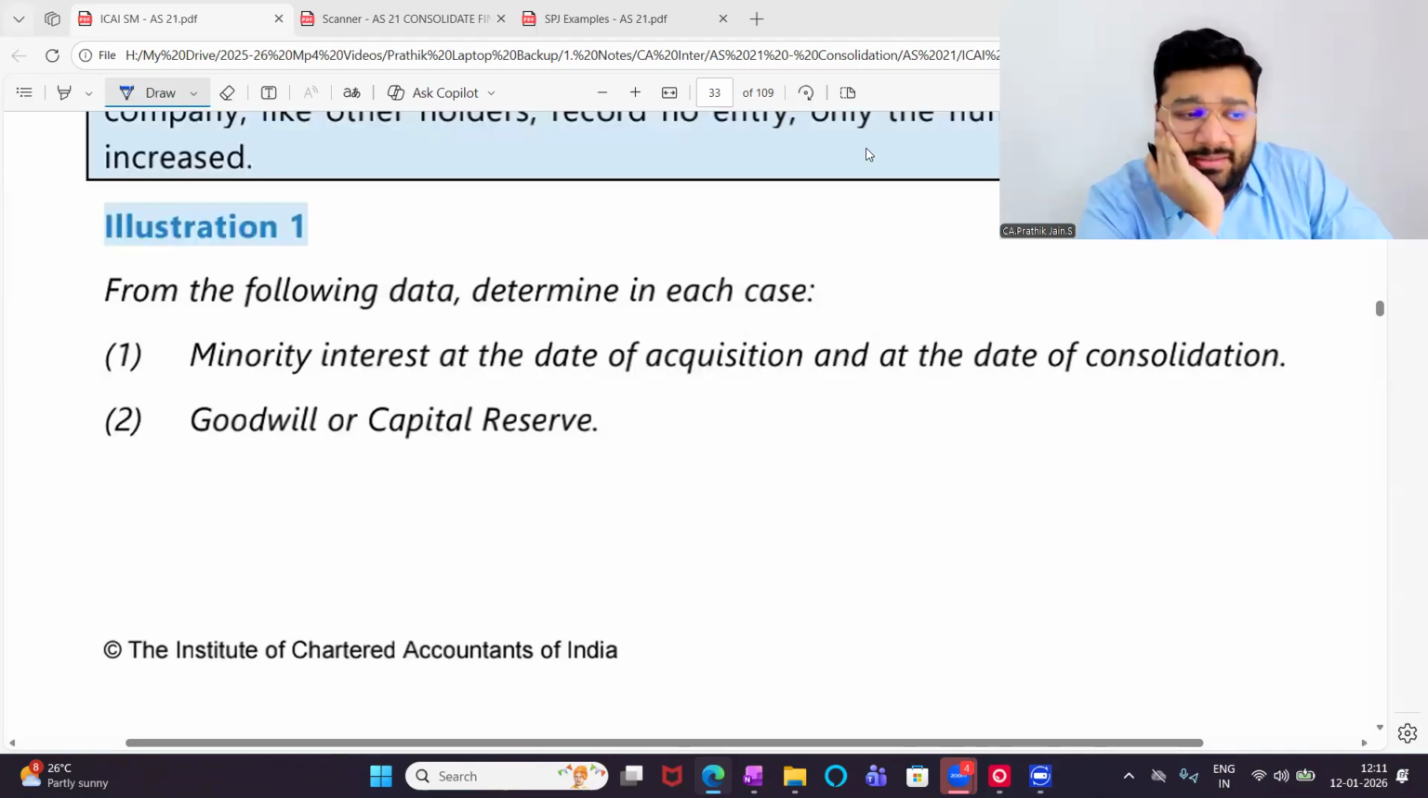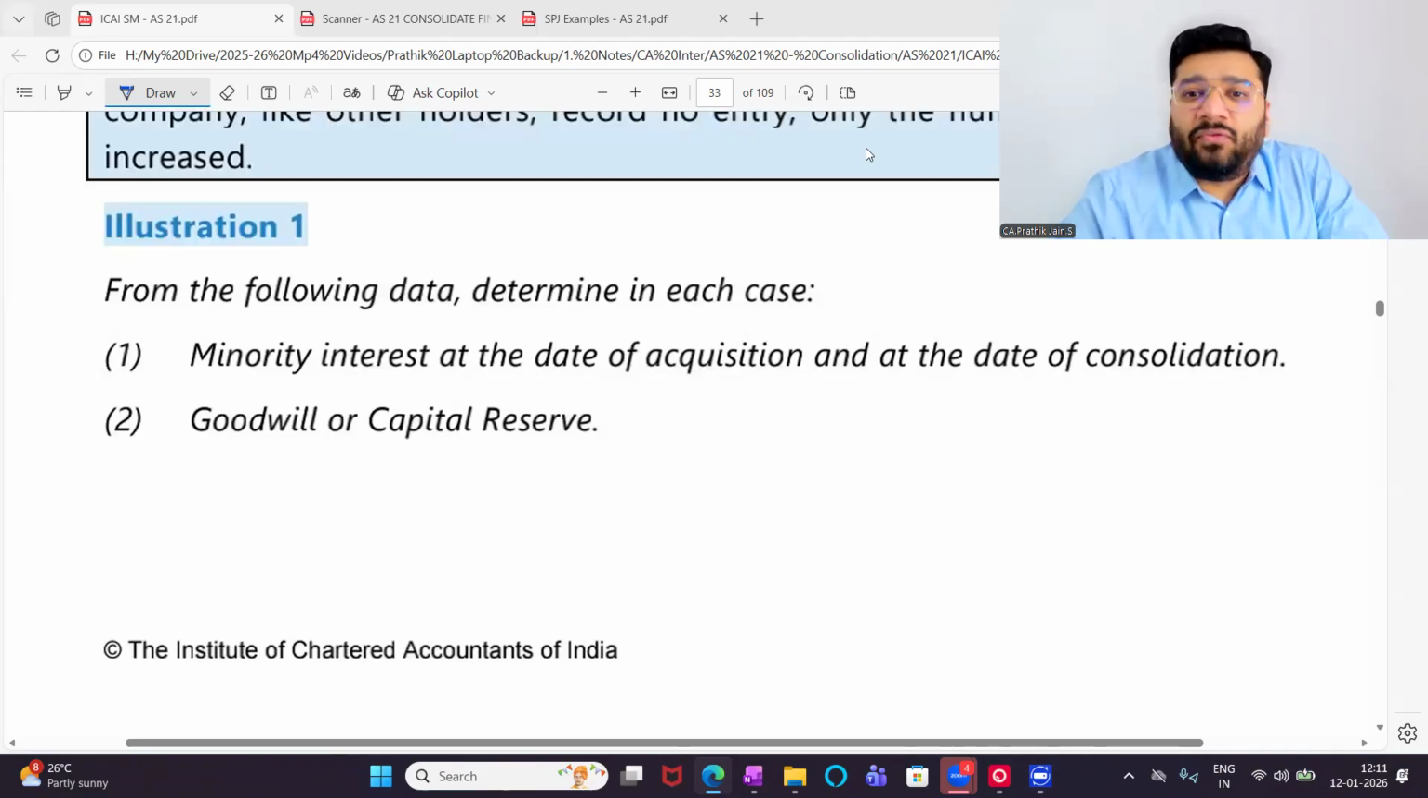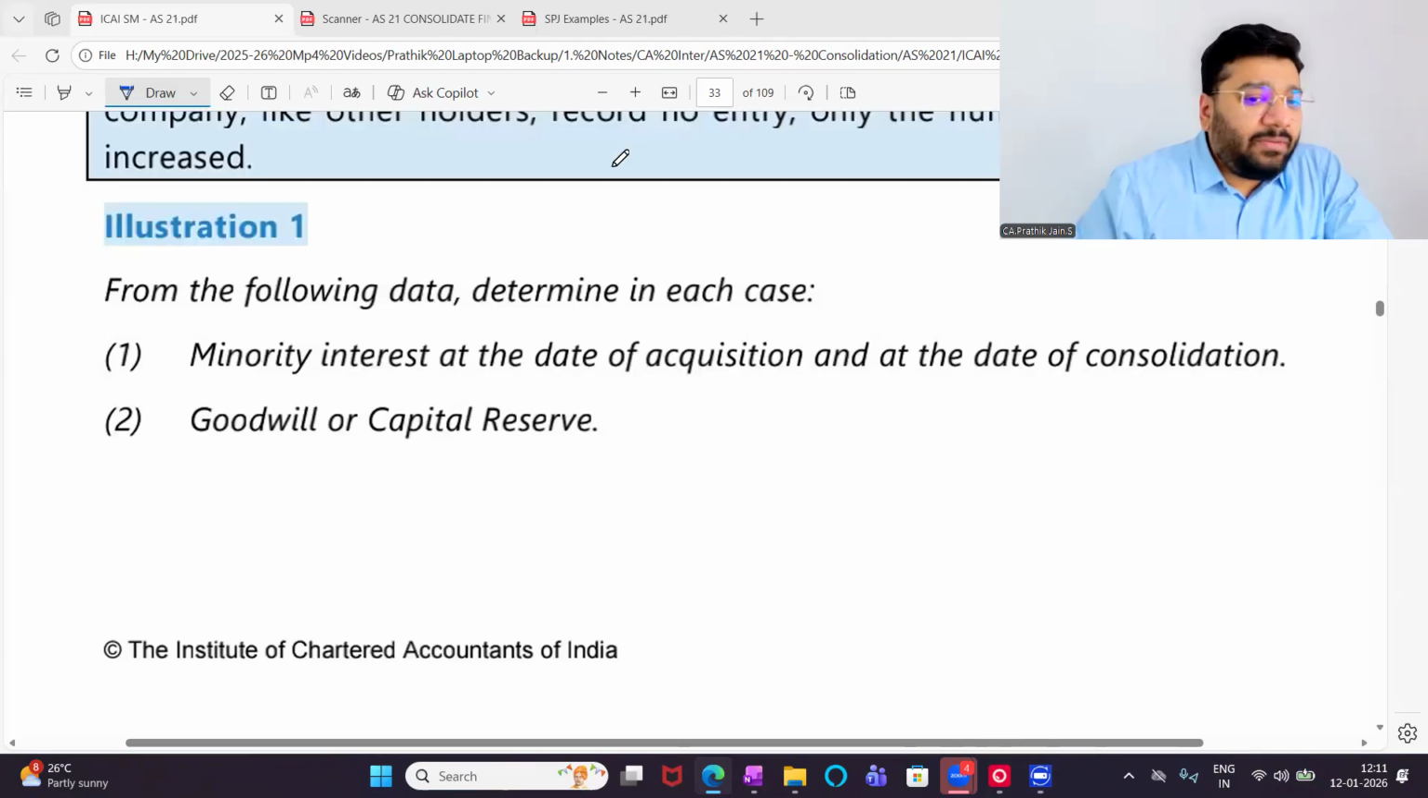No doubts. Okay. So I have three more questions to be done today. Once I do that, we'll do it very quickly, and then we'll go for the next adjustment, which is to be done in AOP. So let me start with illustration one, people.